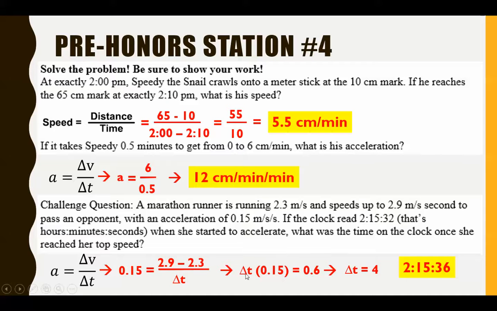When we do that, I've just rewritten this expression right here, since 2.9 minus 2.3 is 0.6, and the t came off the bottom, and we multiplied it by the 0.15. Now we've just rewritten it here. Now we just divide both sides by 0.15, and we get an answer of 4. So it took her 4 seconds. Now we go back to the question where it says what her time was at the beginning of her acceleration. We just have to add these 4 seconds to that time to figure out what the clock says when she's done.